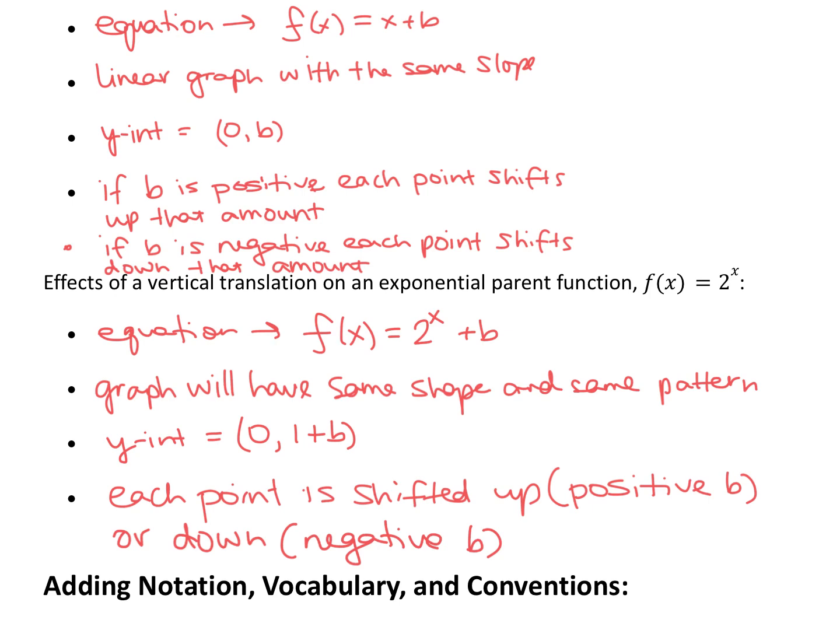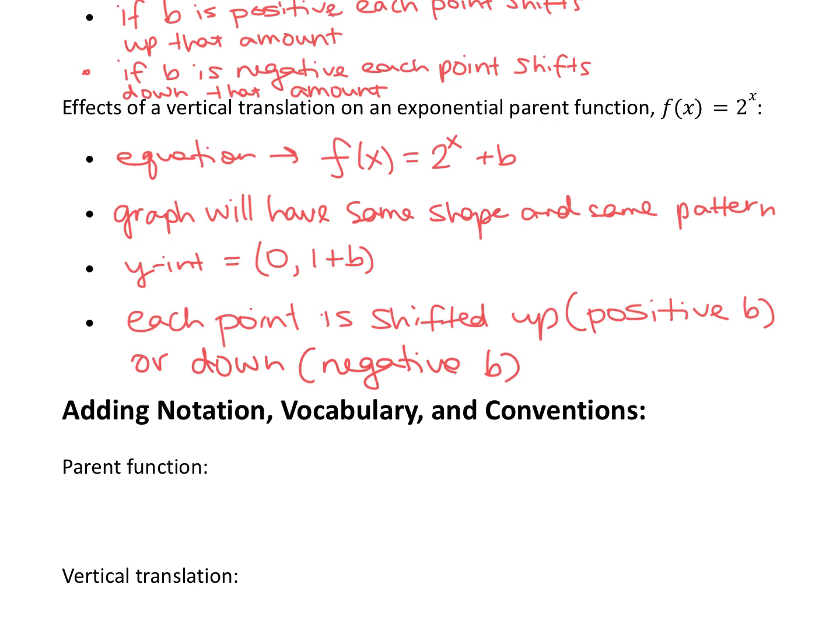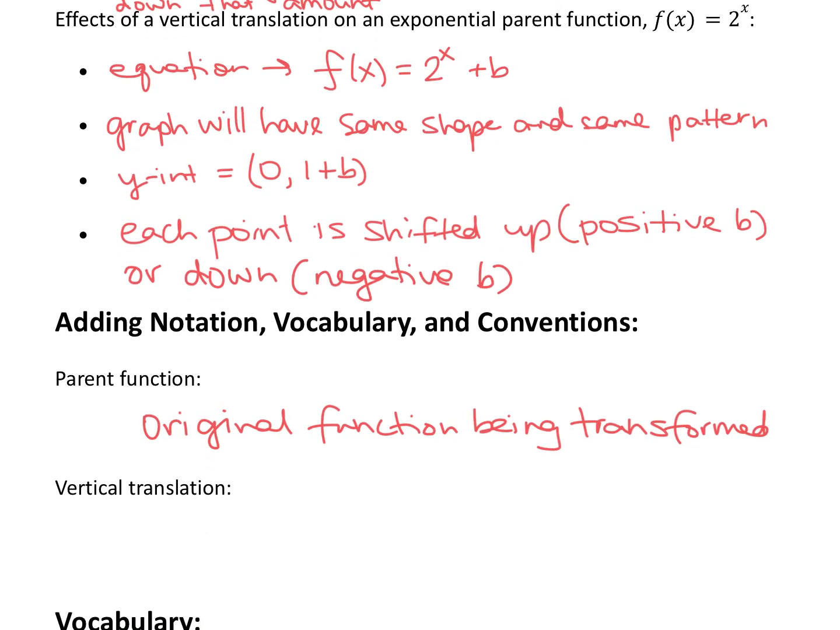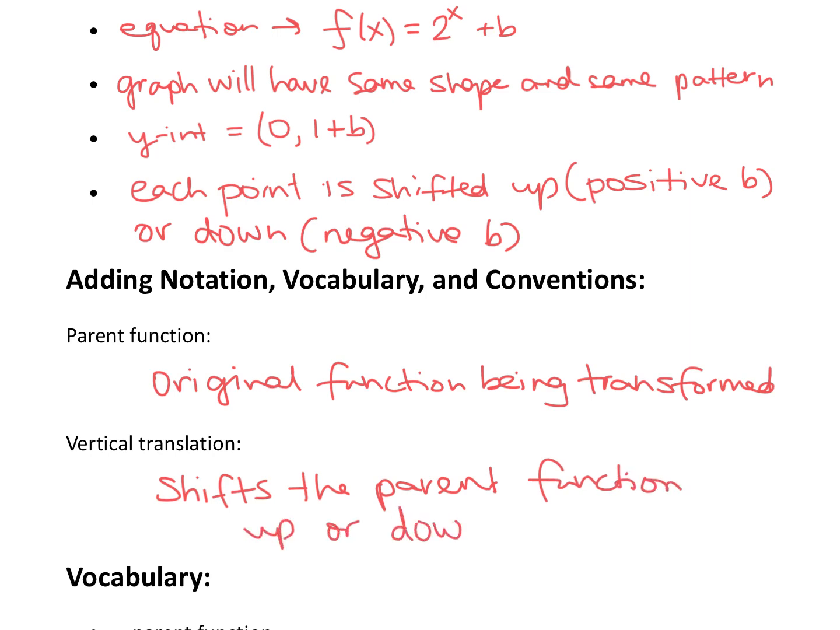Okay, we're going to add a little bit of notation, vocab, and conventions. So our parent function is the original function that's experiencing the transformation. So it's being transformed. And then a vertical translation is just shifting the parent function up or down.